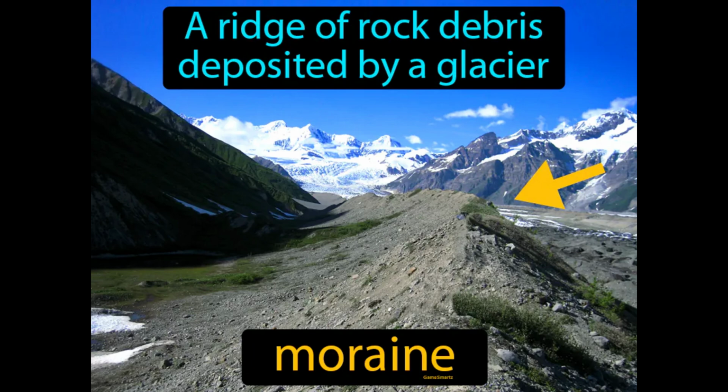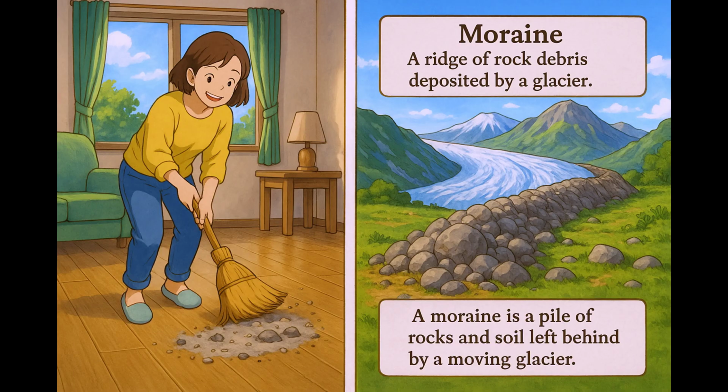A ridge of rock debris deposited by a glacier. Moraine. A moraine is a pile of rocks and soil left behind by a moving glacier. Imagine you're cleaning your house, and as you move from room to room, you push piles of dust and debris ahead of you until they form a line at the edge of a room.